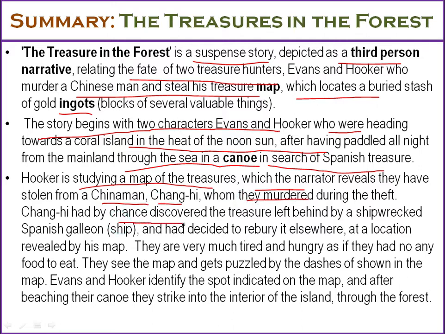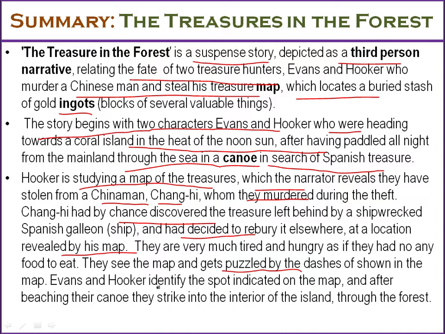Chang He had by chance discovered the treasures left behind by a shipwrecked Spanish galleon. Spanish galleon भनेको Spanish boat जुन पल्टिएको हुन्छ, and had decided to rebury it elsewhere at a location revealed by his map. They are very tired and hungry as they had no food to eat. They see the map and get puzzled by the dashes shown in the map. म्यापमा ड्यासेसहरू देखेर तिनीहरू पजल्ड हुन्छन्, एकदमै आश्चर्यचकित हुन्छन्.